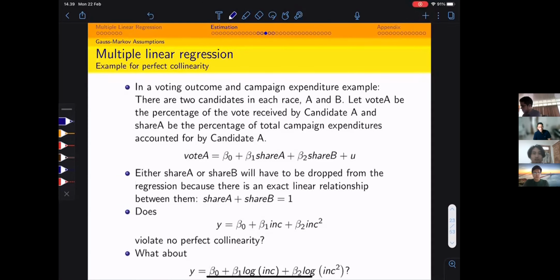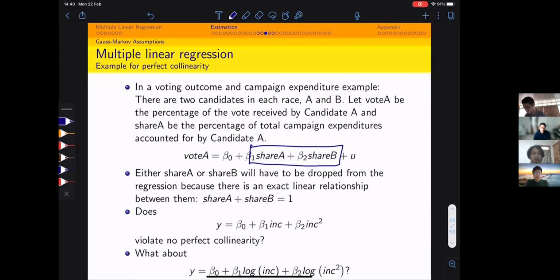Okay, so I'm going to provide you with a conceptual example of perfect collinearity. So in a voting outcome and campaign expenditure example, there are two candidates in each race, okay? Candidate A and candidate B. So let voteA be the percentage of the vote received by candidate A, and then shareA be the percentage of the total campaign expenditure accounted for by candidate A. So what we want to know in this model is whether higher campaign expenditure is correlated with the amount of vote that you get. Okay, now the issue is in this particular specification, variable shareA and variable shareB, okay? Why is this a problem? Because shareA is actually 1 minus shareB.